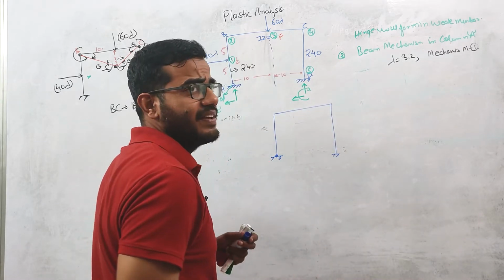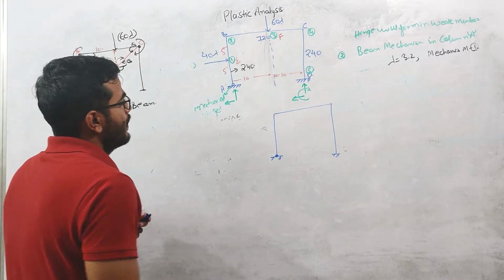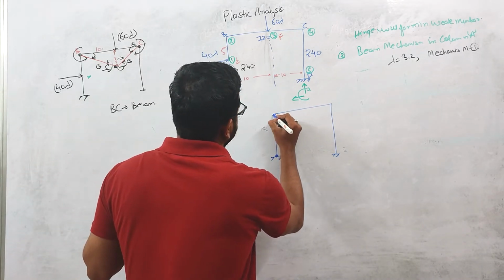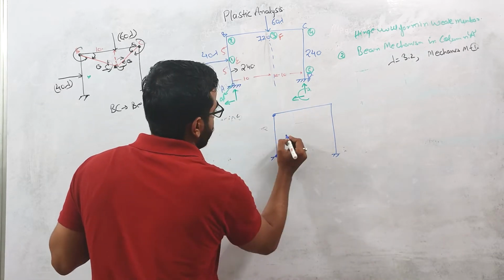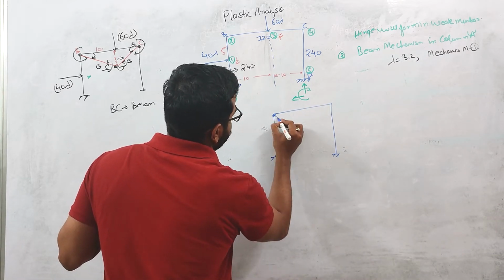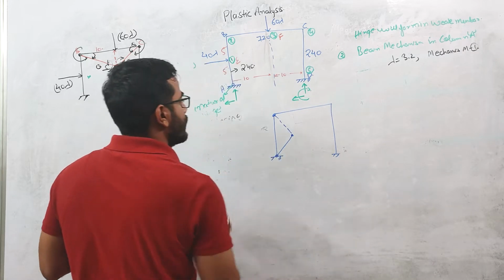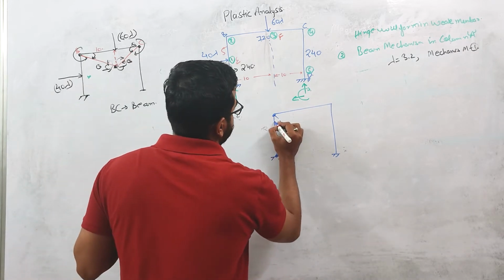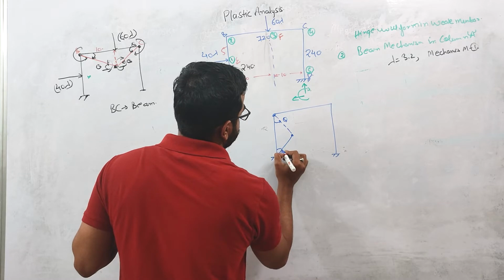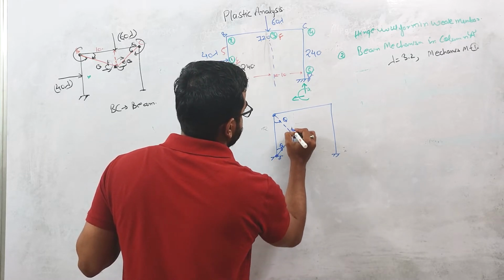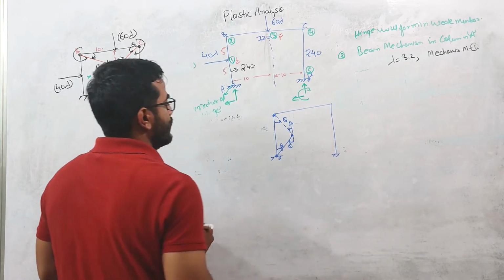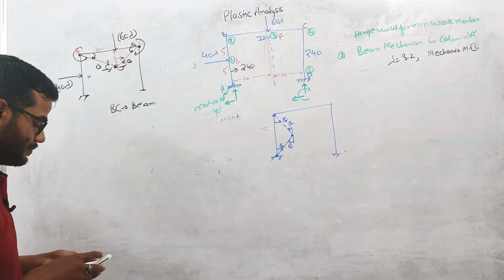So when the mechanism is taking place in the column, the plastic hinge will form at this point and at this point where this point load is acting. So during collapse it will deform like this. This value is again theta, this value is theta. Here also this is theta and this is theta, right?